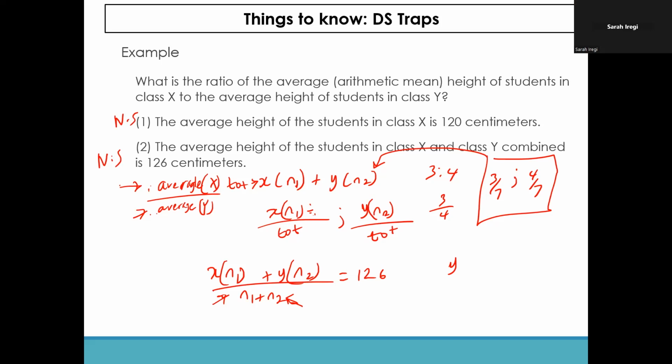Assuming we have the average for class X and the average for class Y, can't we add the two and divide by 2 to get the average for the two combined? It's not going to end up the same thing. Okay, it was a bit funny.